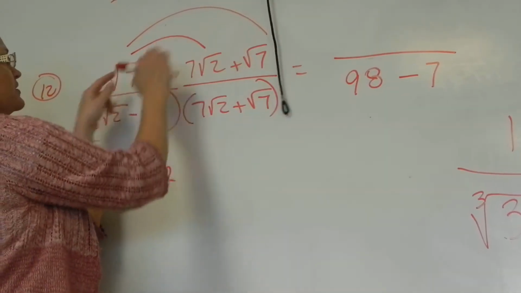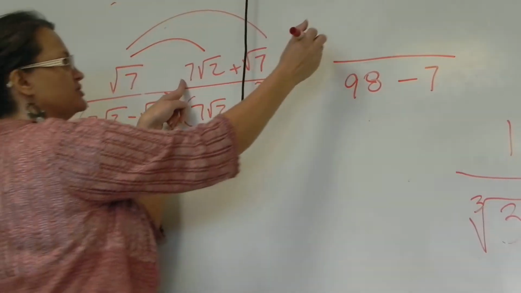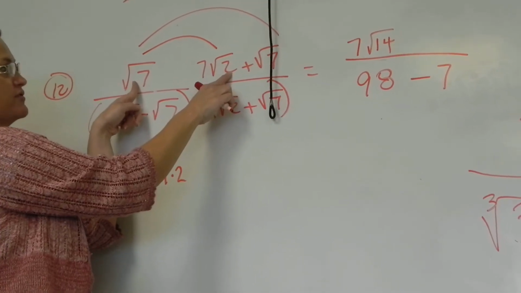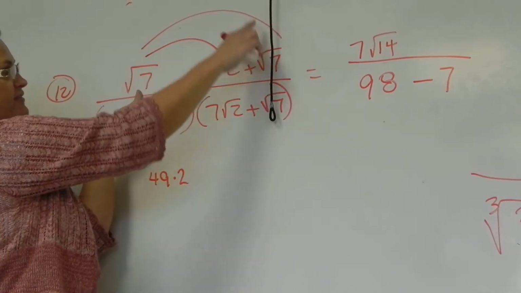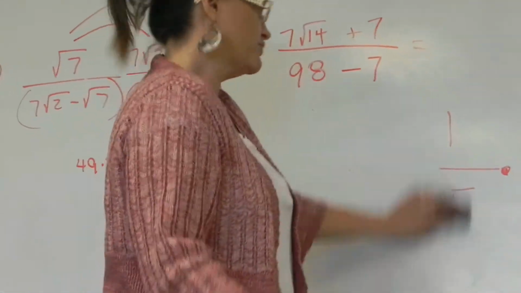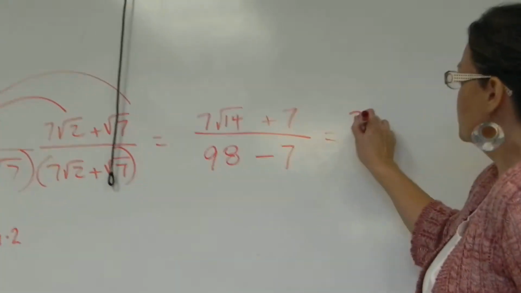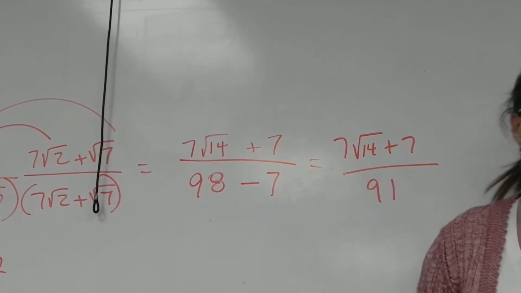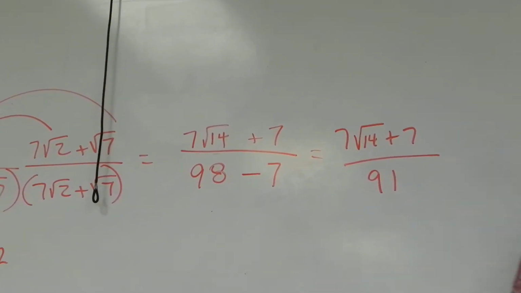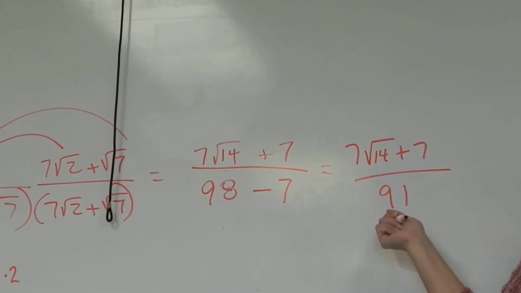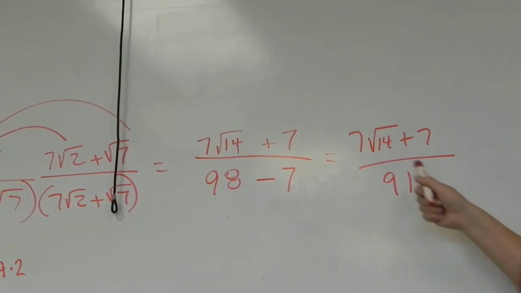Distributing the numerator, square root of 7 times 7 square root of 2 is 7 square root of 14. You know, just times together what's under the radicals for 14. Square root of 7 times square root of 7 is just regular 7, square root of 49 or 7. So what we've got in the numerator, 7 radical 14 plus 7 over 91. And then we should always reduce if possible. I think 7 goes into 91. You can double check. 7 times 13. And so I should be able to reduce.